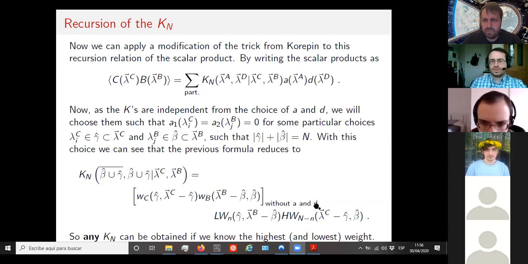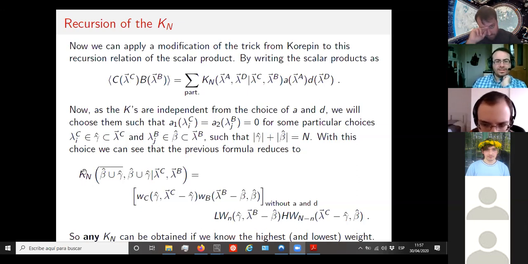Sorry, could you remind us what we are computing, because I'm a bit lost. Well, we want to compute this scalar product, but I can write this scalar product instead in terms of these KNs. On shell or off shell, which one? At this moment, I'm not using the Bethe equation. So at the end, what I'm going to get is off shell.